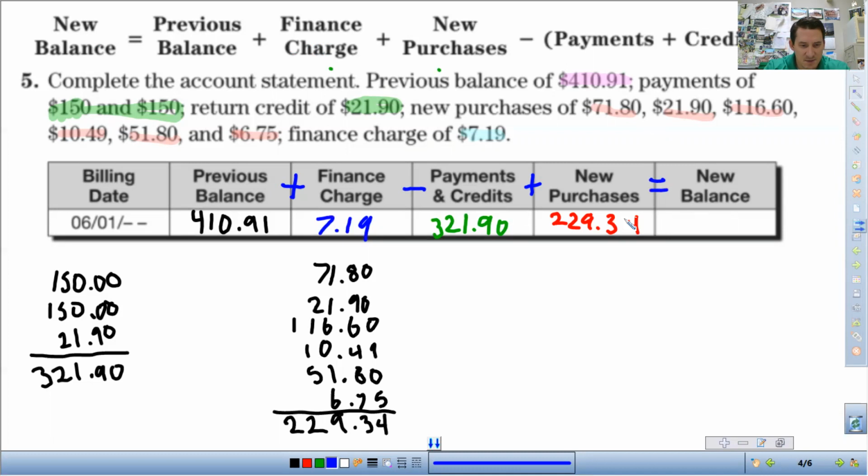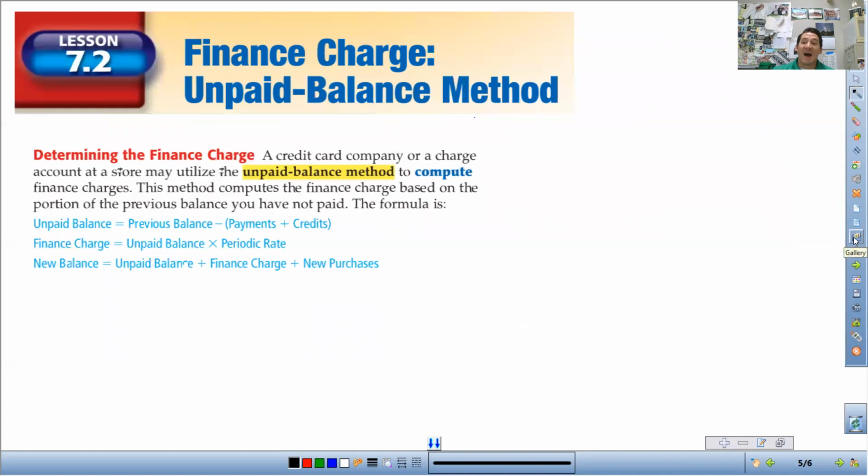Did I subtract when I was supposed to subtract? No, I did not subtract the 321. So let me subtract that. So it's actually 325.54. There we go. That looks better. So the new balance, 325.54. All right. So the next thing we're going to talk about is the finance charge.